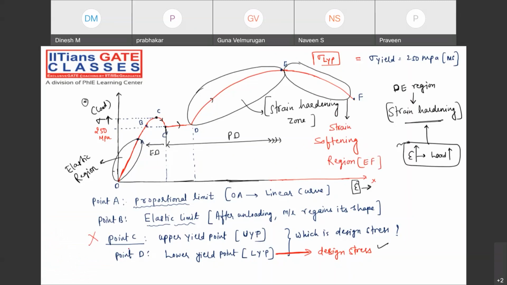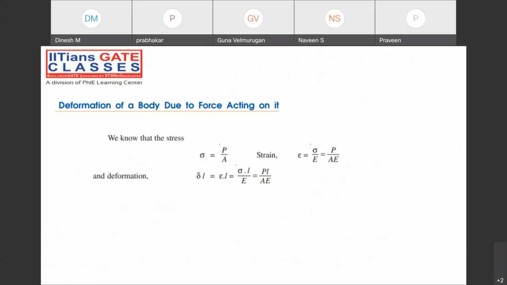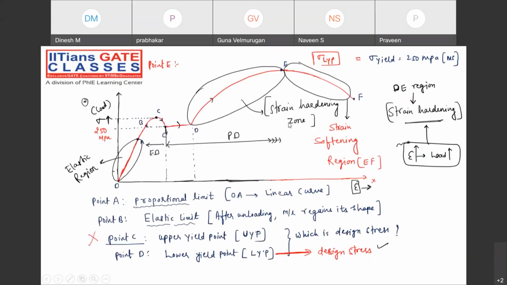And of course, I forgot to mention, what is the point E? Can I say ultimate point? What is the meaning of ultimate point? The maximum value of stress achieved by the material is called the ultimate stress point, right? What is the point F? Fracture point. Very good. Fracture point. Note down, very, very important.